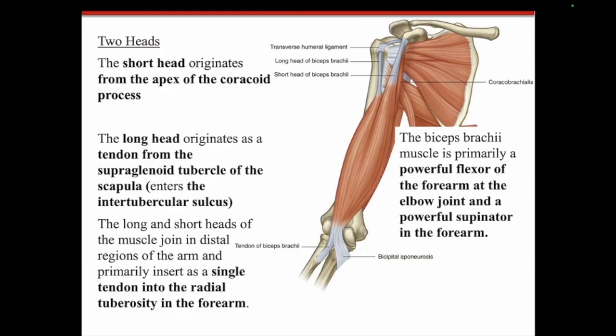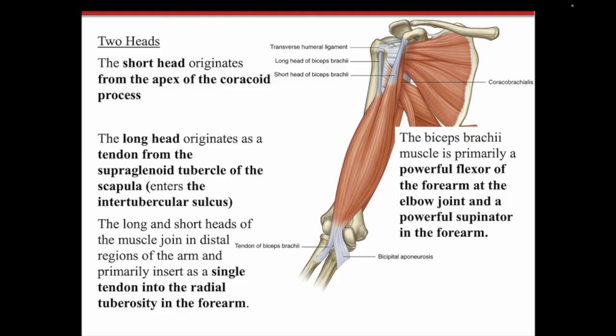The biceps brachii has two heads, a short head and a long head. The short head comes from the coracoid process, together with the coracobrachialis, whereas the long head comes from the supraglenoid tubercle and enters the intertubercular sulcus. Both of them cross the elbow and act on the radial tuberosity of the forearm. So this is a very complex muscle.